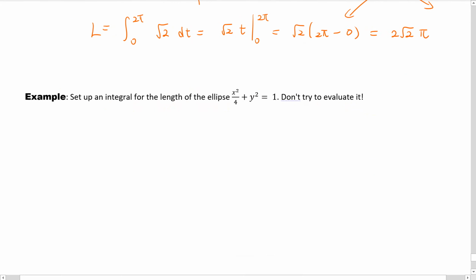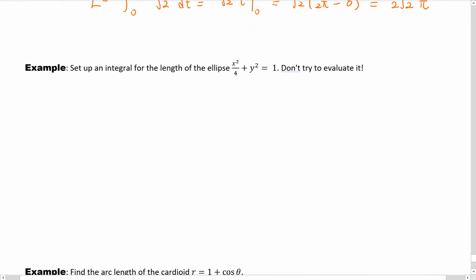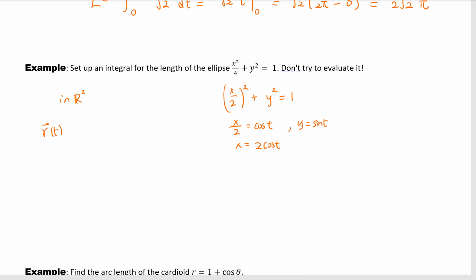Okay, so first of all, we want to find a parameterization for it, right? What is the parameterization for an ellipse? Well, we can consider this is (x over 2) squared plus y squared equals 1. Then we have x over 2 is cosine t, y is sine t, then x is 2 cosine t, right? And then this is in R2, right? So our parameterization equals (2 cosine t, sine t).